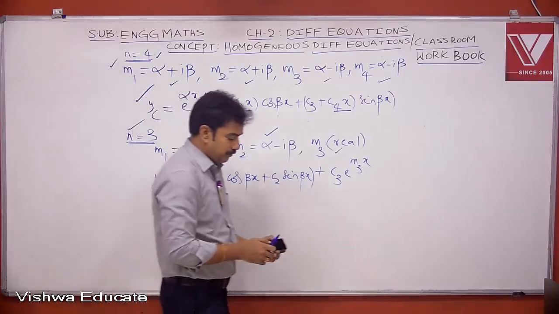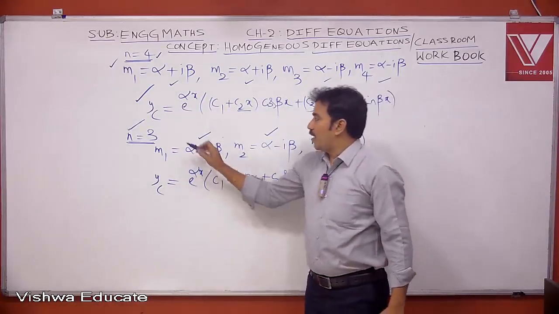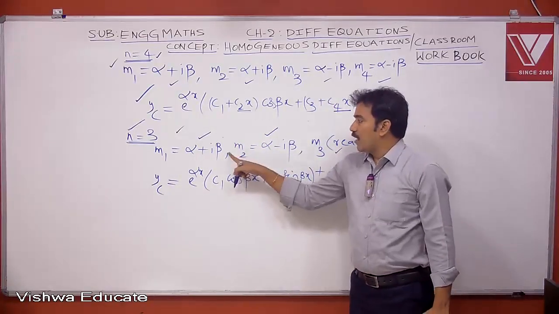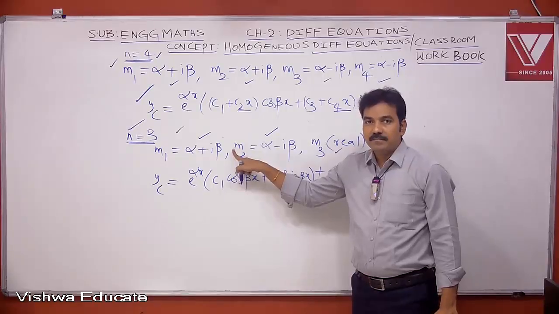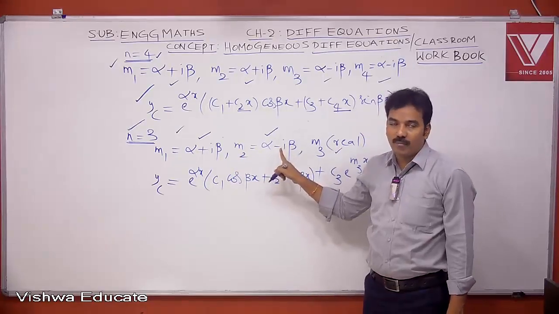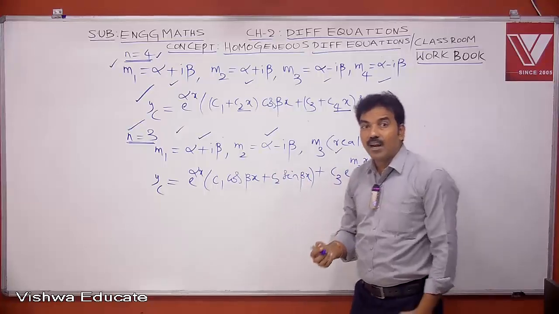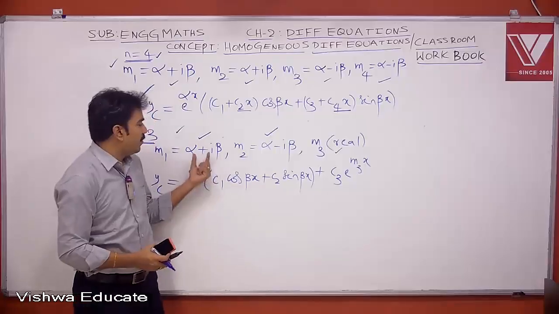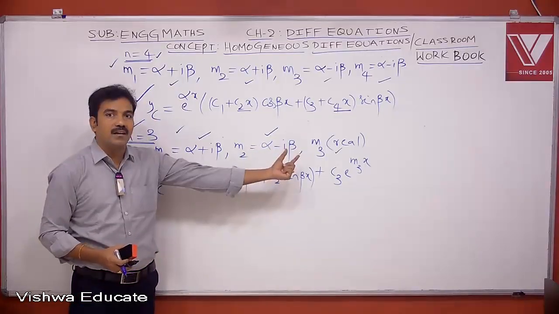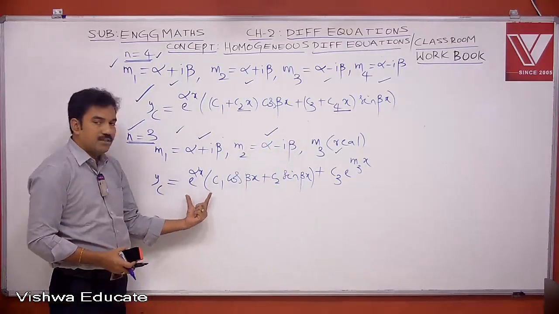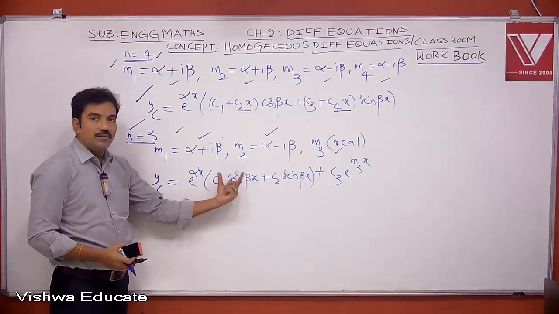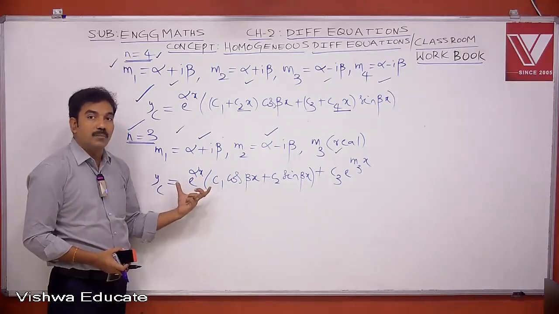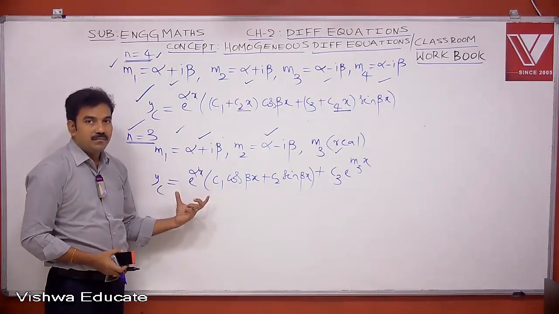One more note. If n equal to 3, m1 equal to alpha plus i beta, m2 equal to alpha minus i beta, and a real root m3, then YC equals e power alpha x into (c1 cos beta x plus c2 sin beta x) plus c3 into e power m3 x. Right?